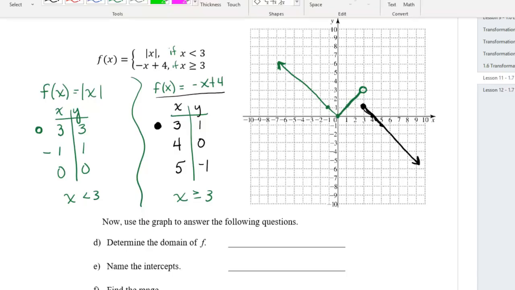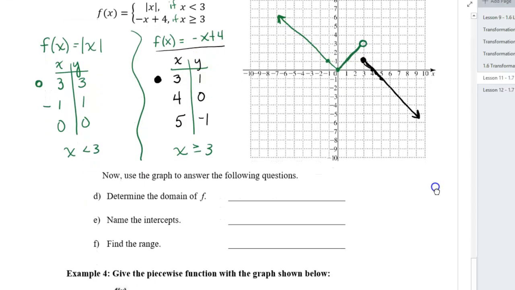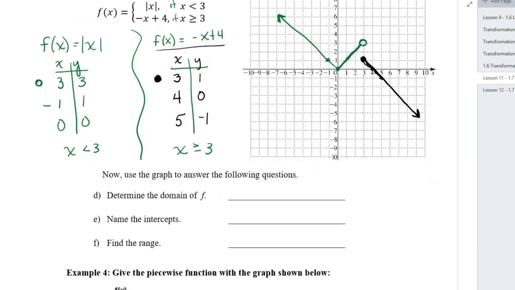So now to determine the domain and the range and the intercepts, well, this function is going to go forever from left to right. So the domain of this function is negative infinity to infinity. The range of this function, if I squeeze that into the y-axis, the whole y-axis would be covered. So the range of this function is also all real numbers, or negative infinity to infinity.